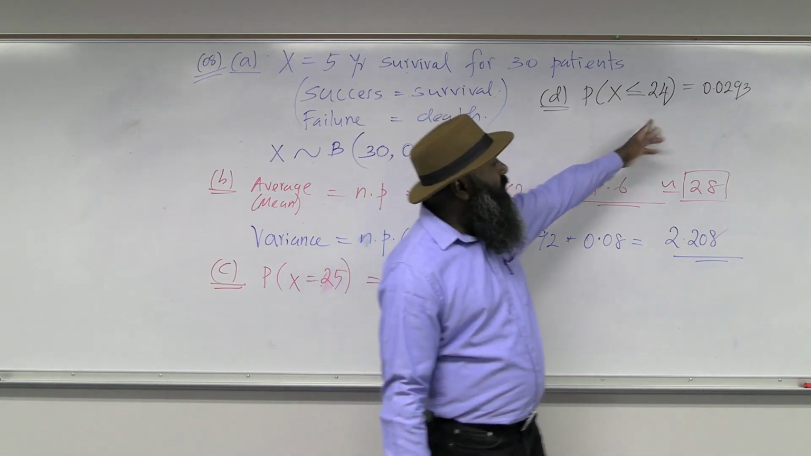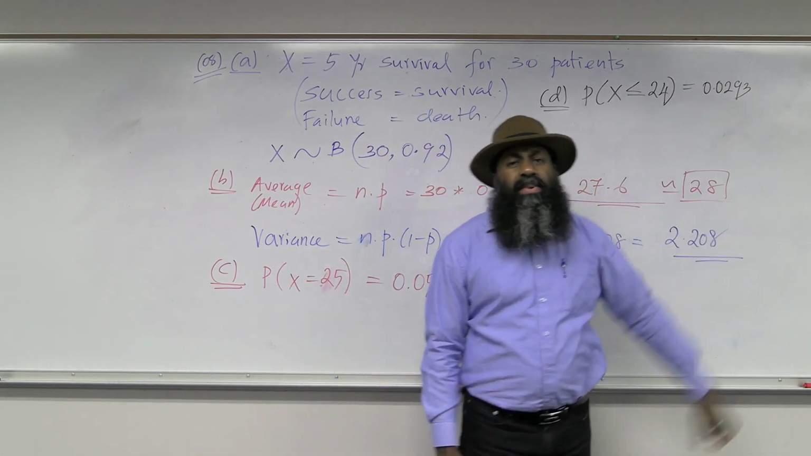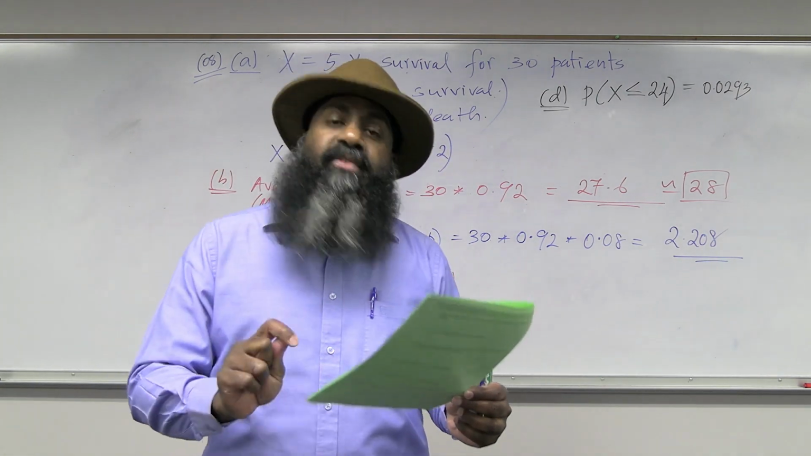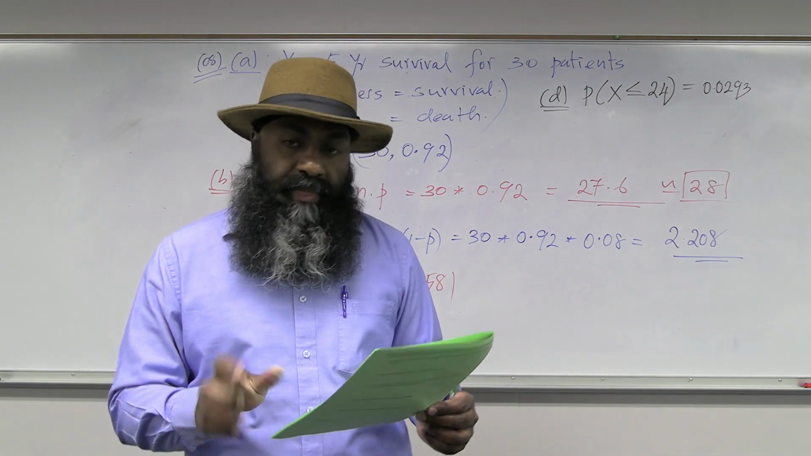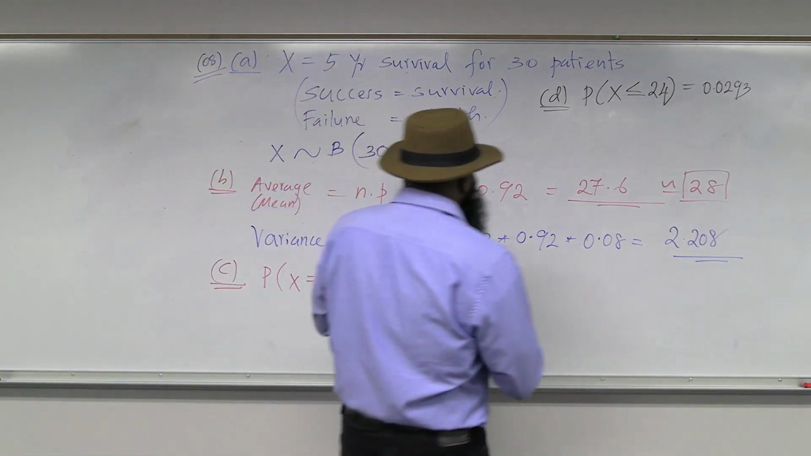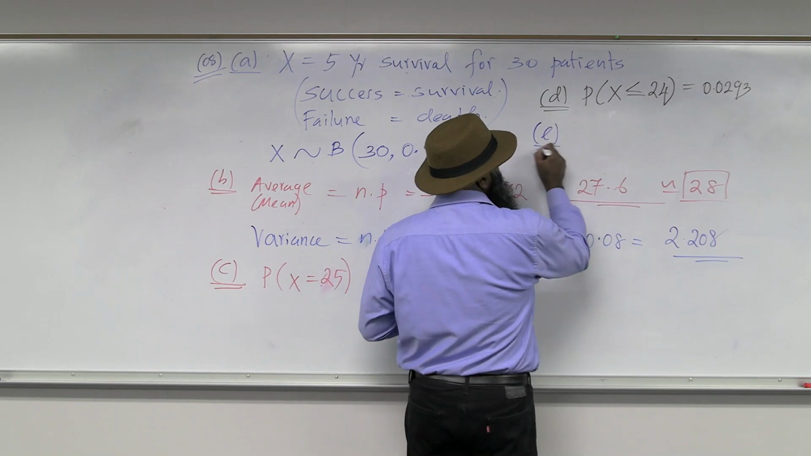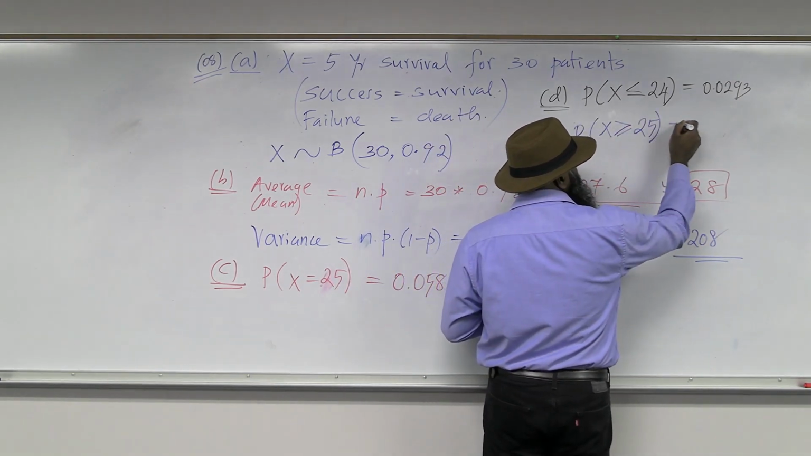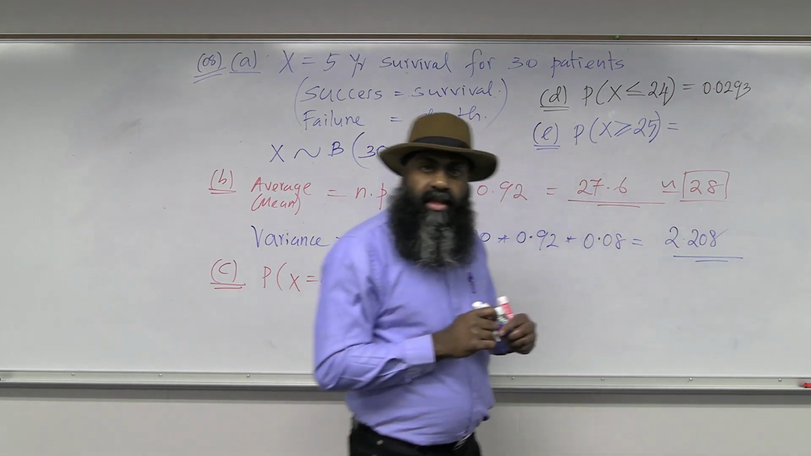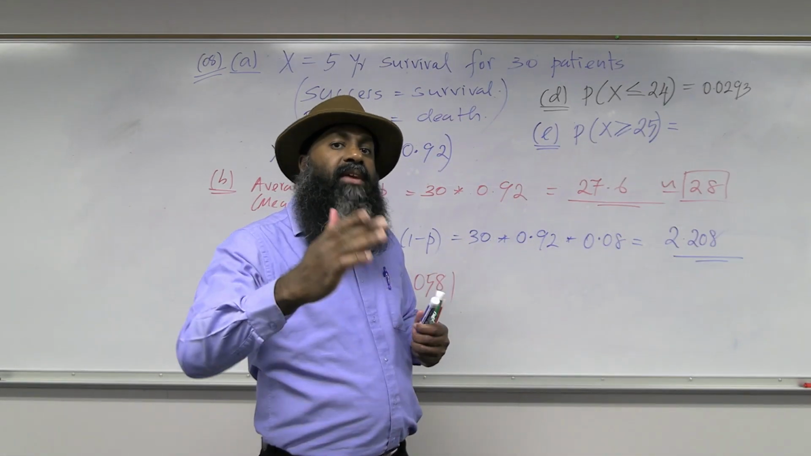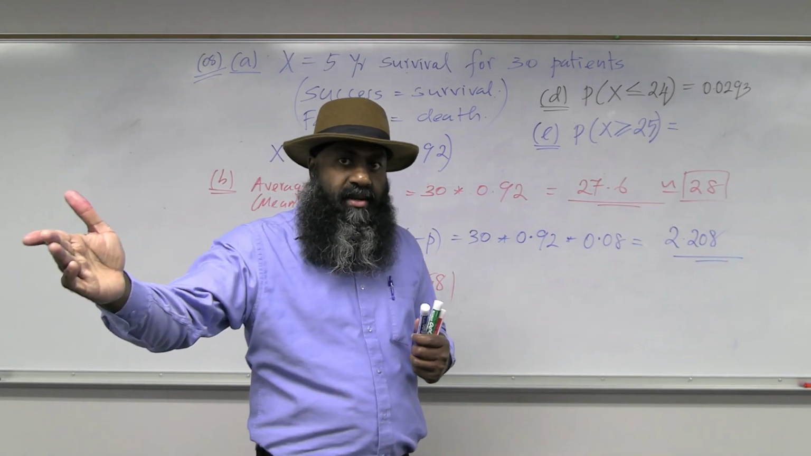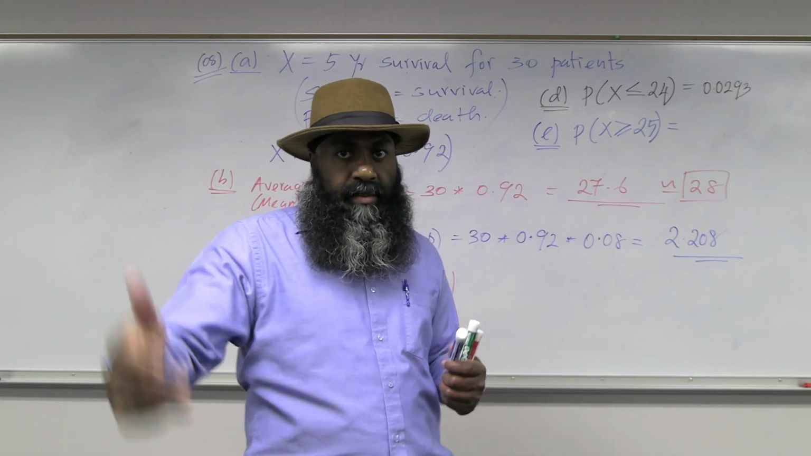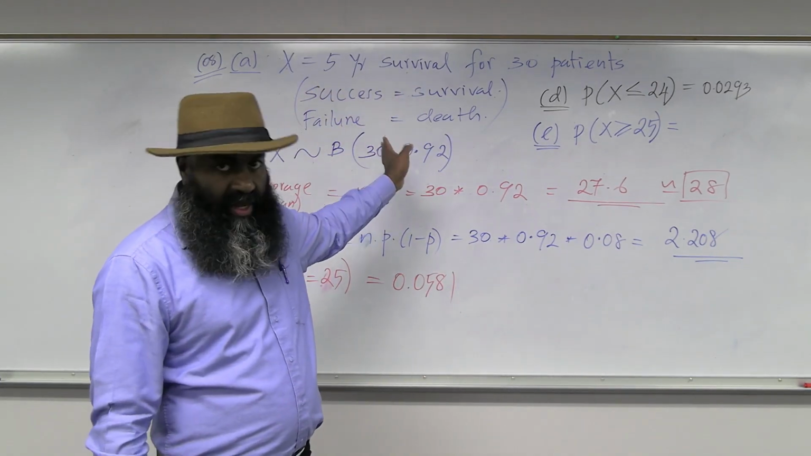Now that's actually good. Being less than or equal to 24 is just about 3%. On E, what's the probability that 25 or more people will survive 5 years? That means for part E, I need the probability X is greater than or equal to 25. Now how can I find this? I have to use the equation probability X is greater than or equal to K plus 1 equals 1 minus probability X is less than or equal to K, because X is a discrete random variable.